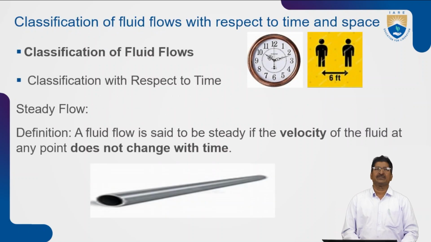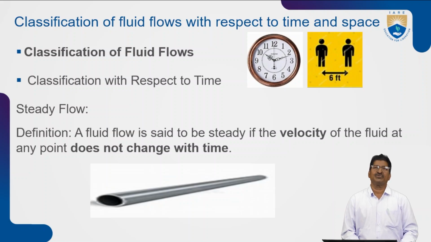So today's topic is a classification of fluid flows with respect to time and space. Classification of fluid flows means fluid will flow in a pipe or anywhere. So based on the flow, the classification is done. Previously, classification of fluids was based on Newton's law of viscosity. Those which obey Newton's law of viscosity are Newtonian fluids, and those which do not obey are called non-Newtonian fluids. Here, it is a different thing.